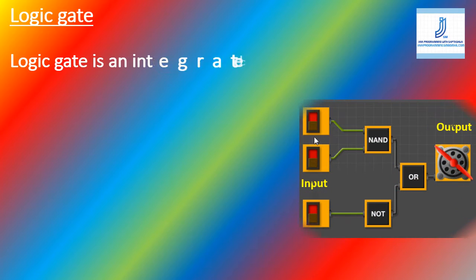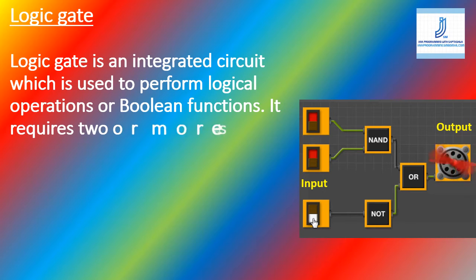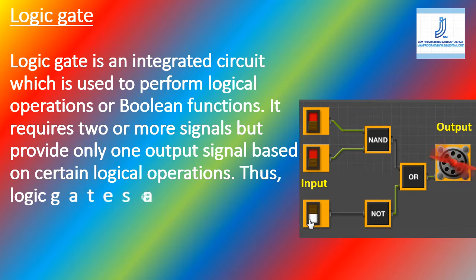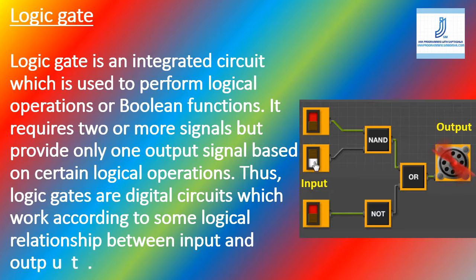Logic gate is an integrated circuit which is used to perform logical operations. It requires two or more input signals but gives only one output signal. Logic gates are digital circuits which work according to some logical relationship between input and output. You can see in the figure that we are giving a combination of input. The logic gate is thinking logically and accordingly the fan is switching on and off.